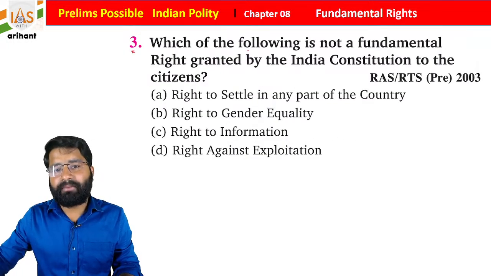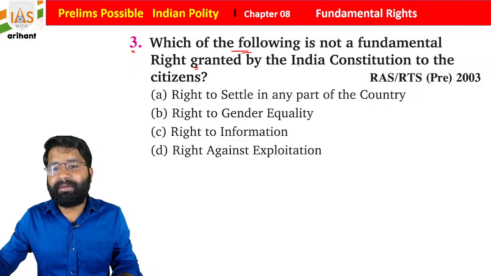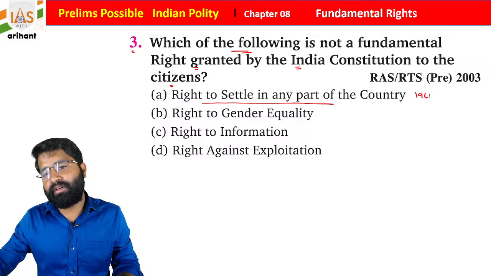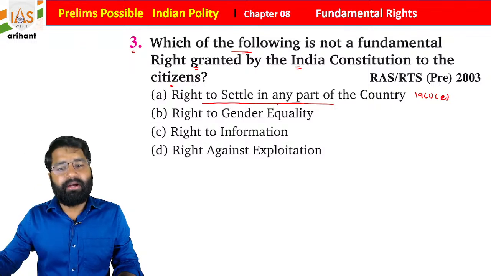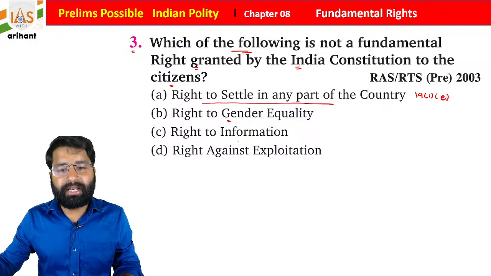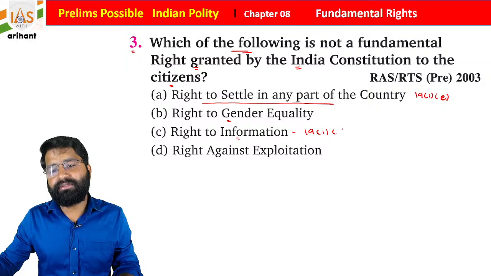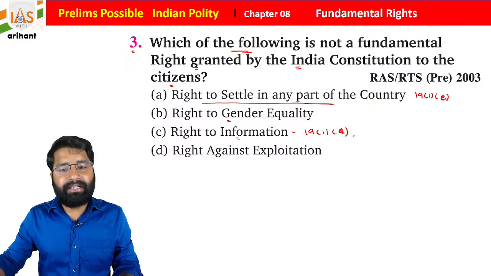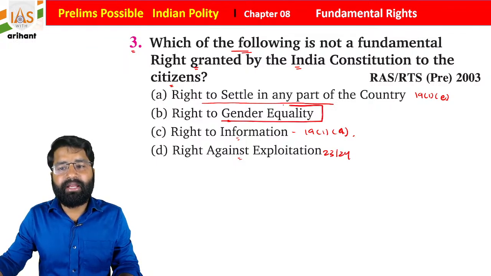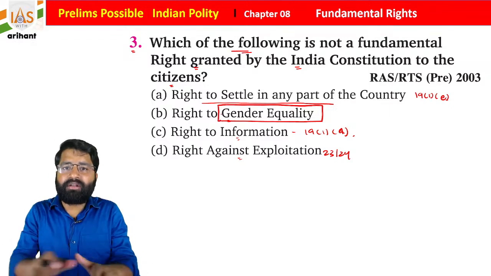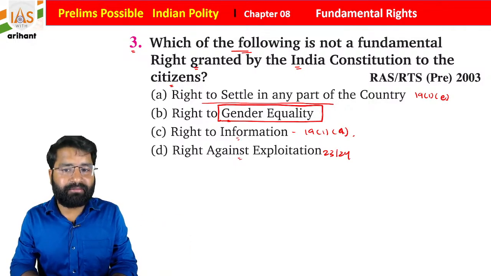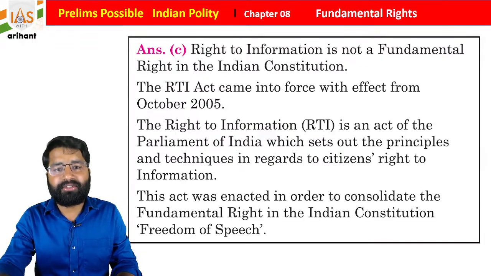Now see the third question. Which of the following is not a fundamental right guaranteed by the Indian Constitution to the citizen? Right to settle in any part of Indian territory, as you know, is under Article 19 Clause 1 Subclause E. Then right to gender equality, right to information under Article 19 Clause 1 Subclause A, and then right against exploitation under Article 23 and 24. Right to gender equality is not a fundamental right. It is not mentioned under the articles. Yes, there shall be no discrimination based on caste, sex, religion, creed and place of birth, but there is no right to gender equality, students. Okay.